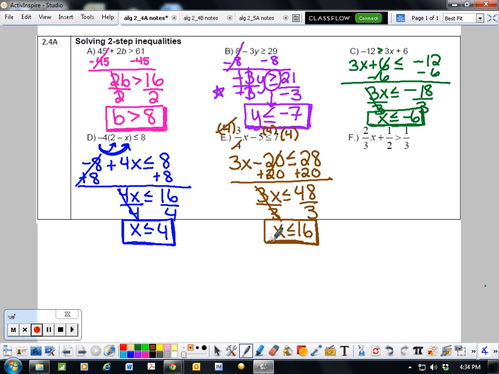Okay, last one. Let's see. I need a good color. Here we go. So now I have fractions everywhere. So now I have to figure out what to times by. On the bottom, I have a 3, a 2, and a 3. So I'm really just dealing with a 3 and a 2, so I need the least common multiple of 3 and 2, which is 6. So I times by 6 every single term.